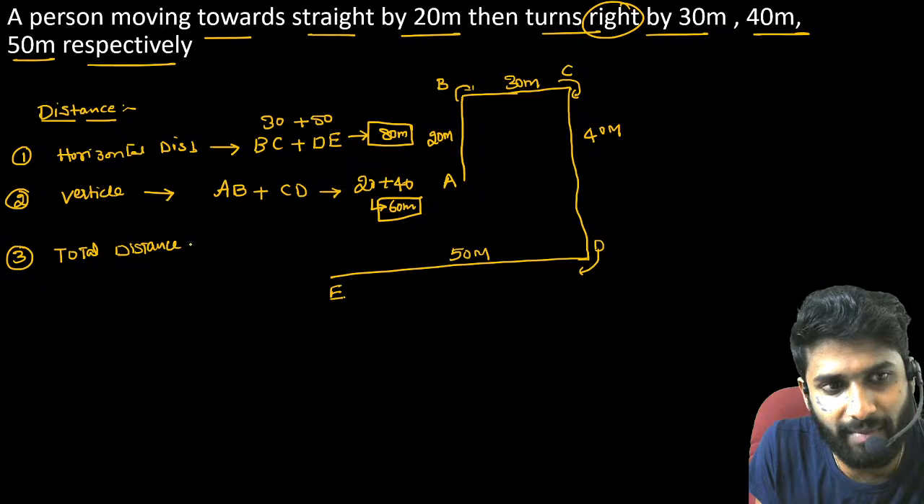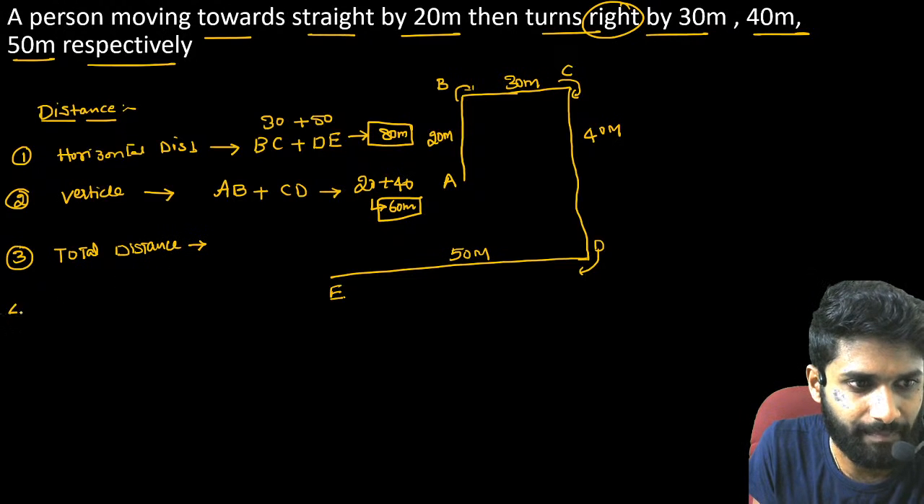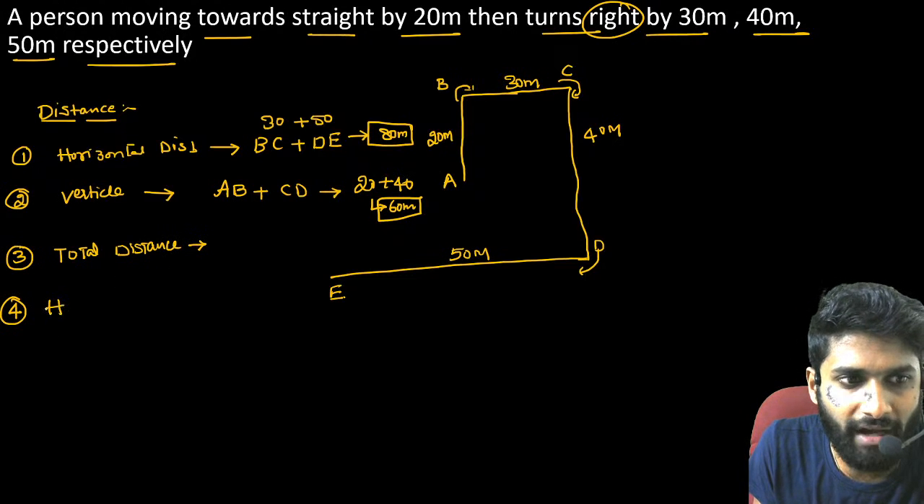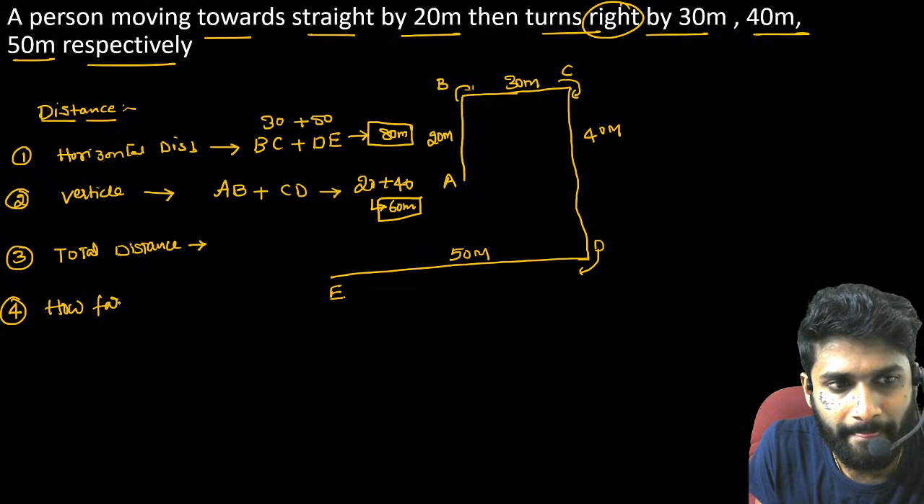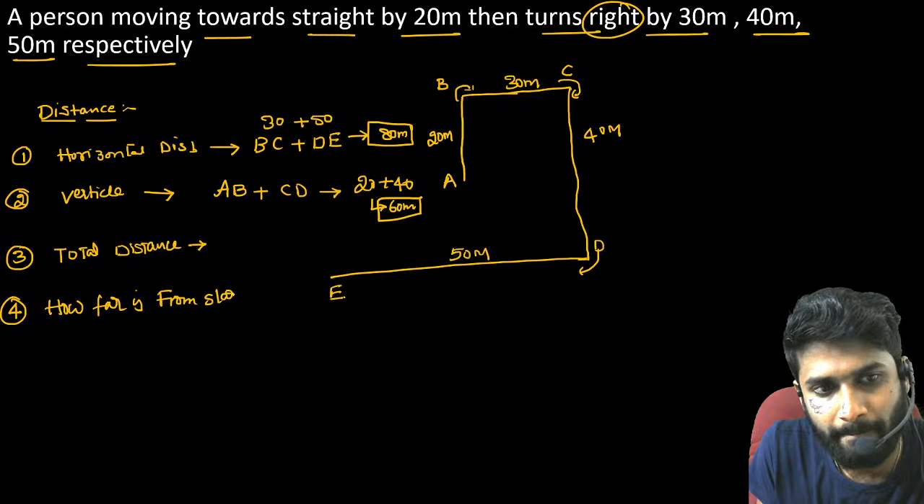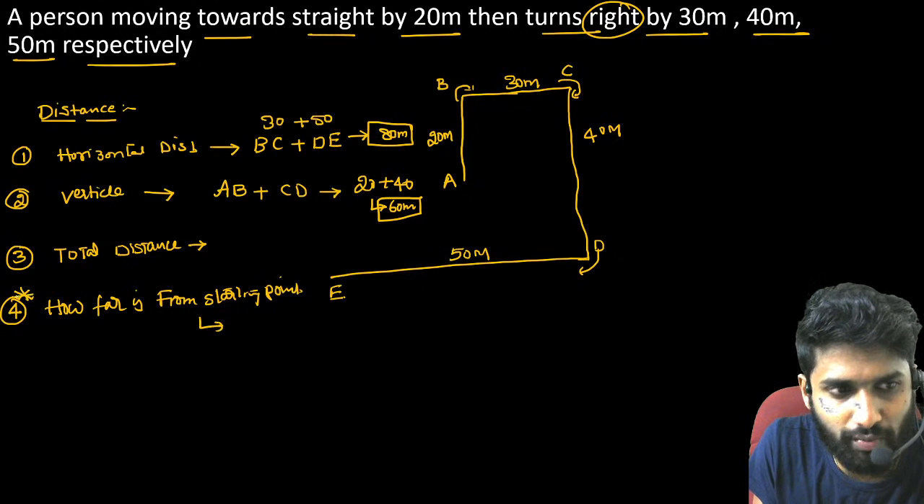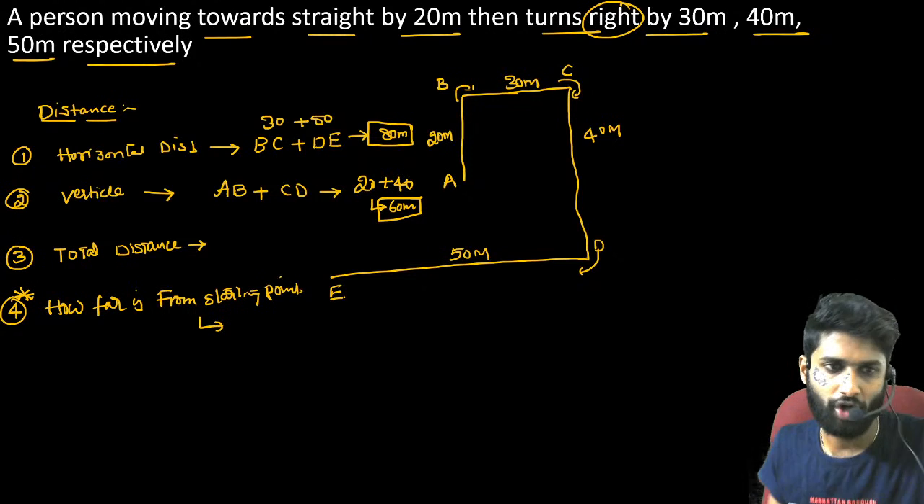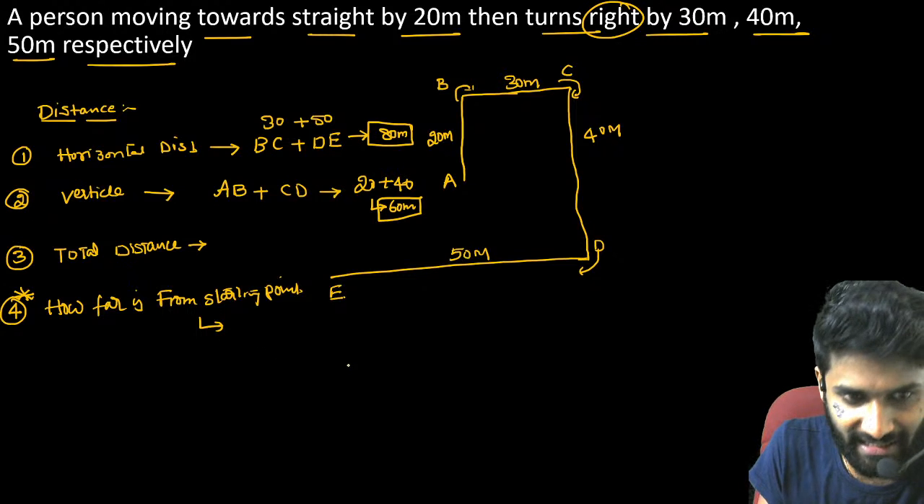Total distance covered by the person, that is the question number three, and how far he is from the starting point. So these are the four questions you can expect from the distance, and the fourth question is most important. Maybe you can get a direct question on how far he is from the starting point. Let me explain clearly, guys.